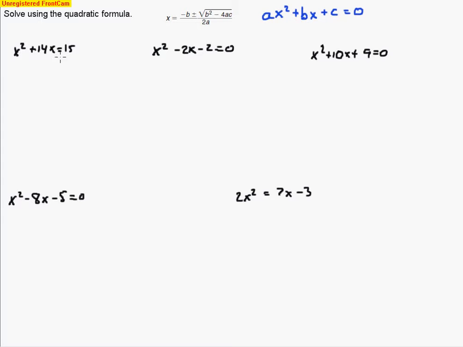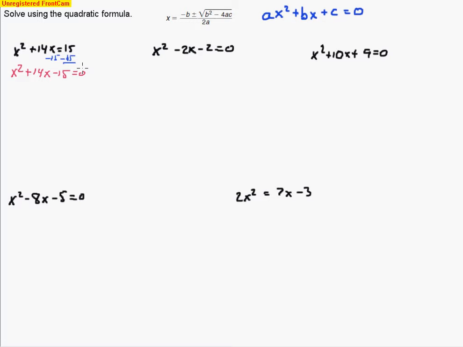Got to move this 15 over. Whenever you have a term and you need to move it over, the sign will always switch because you're having to do an opposite operation to get it to the other side. So now we have x squared plus 14x minus 15 all equals 0. Now we're able to solve this.